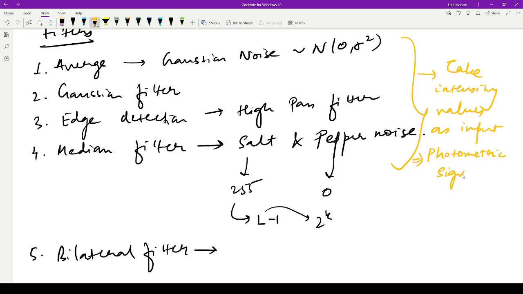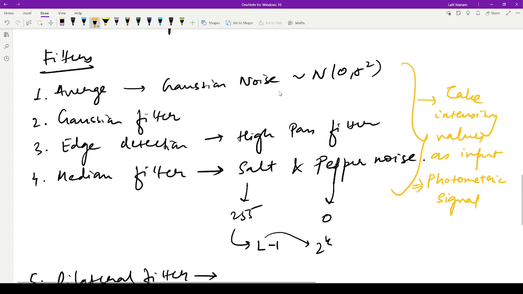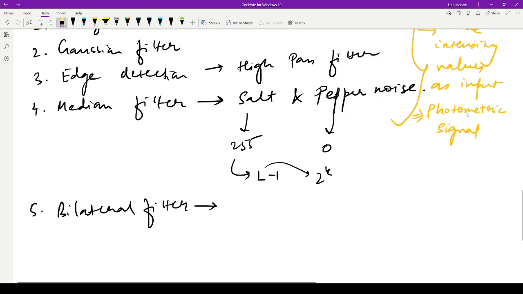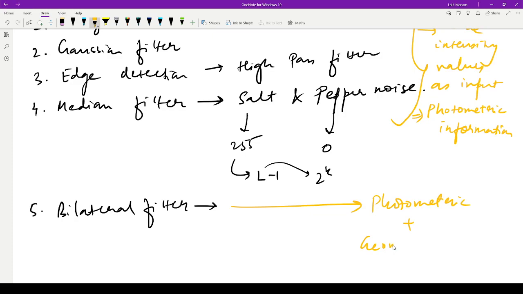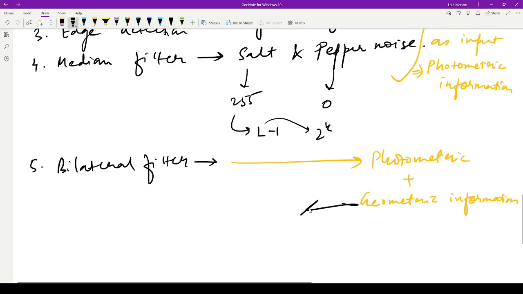photometric signal rather, or information. Signal is still not technically right. So this is the photometric information that you use. In this specific case, it is photometric information, as someone said, plus geometric information. What is geometric information out there? So the geometric information here is closeness of the pixel intensity. Sorry, pixel locations. Yeah, that is the geometric part of it.